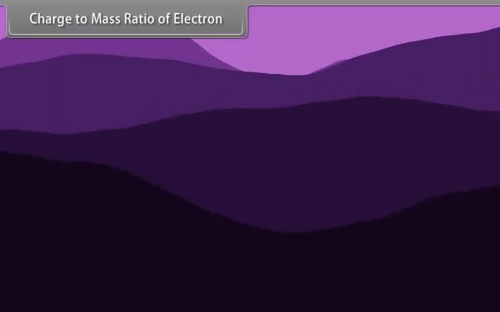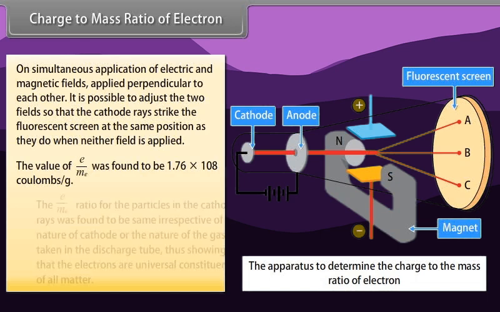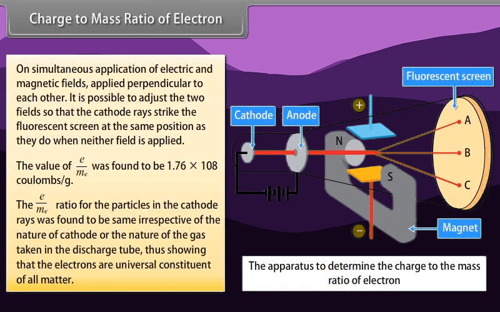Charge to mass ratio of electron. On simultaneous application of electric and magnetic fields applied perpendicular to each other, it is possible to adjust the two fields so that the cathode rays strike the fluorescent screen at the same position as they do when neither field is applied. The value of charge to mass ratio of the electrons was found to be 1.76 × 10^8 coulombs per gram. The e/m ratio for the particles in the cathode rays was found to be the same irrespective of the nature of the cathode or the nature of the gas taken in the discharge tube, thus showing that electrons are a universal constituent of all matter.